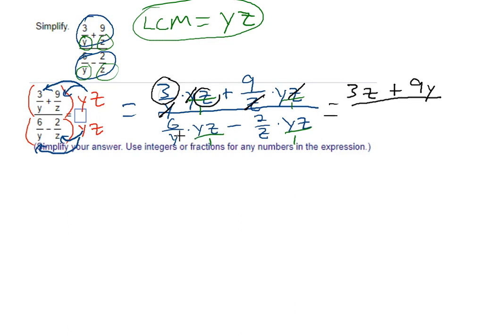On the bottom, we're going to have the y's cancel out again here, and we'll have 6z, minus, because there's a minus on here, the z's cancel out in this case, and we'll have 2y. And there you have it.